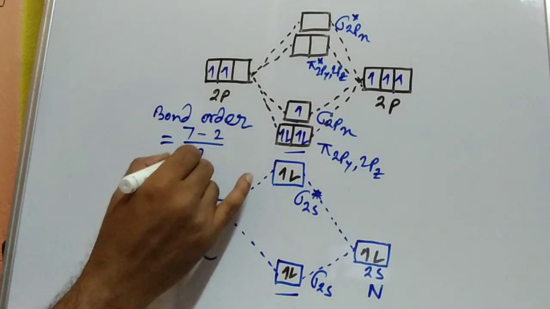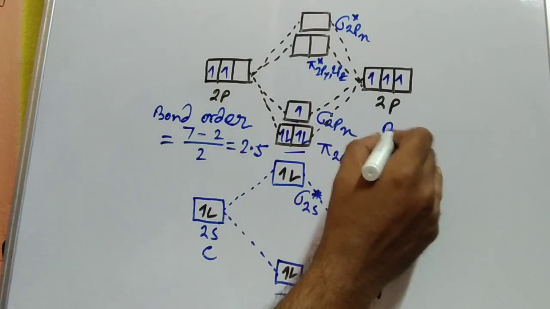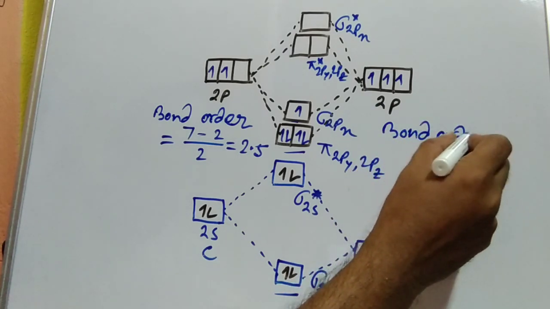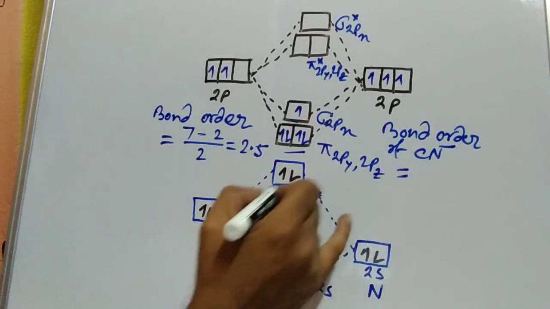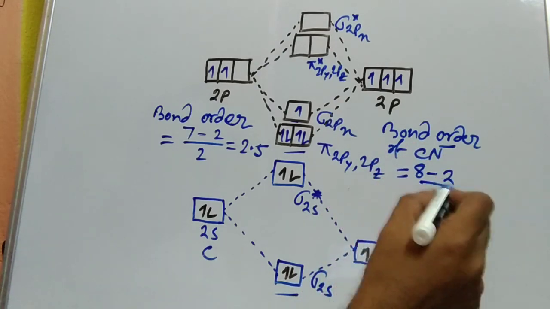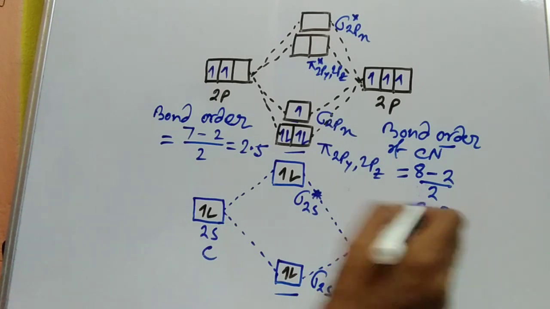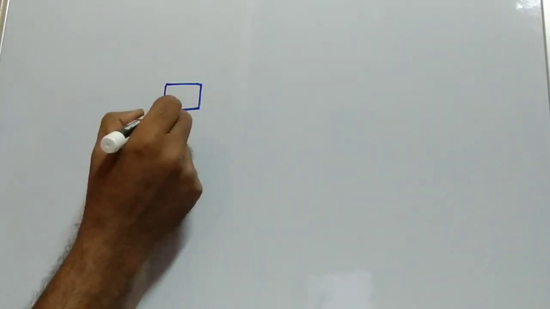Alternatively, the bond order may be calculated using the formula bonding minus antibonding divided by 2, that is (10 minus 3) divided by 2, which equals 3.5. This simple picture is not adequate since CN is ionized to form the CN minus ion, and the electron is added to a bonding molecular orbital, so the bond order will be increased and the bond length of CN minus will be less than that of CN.